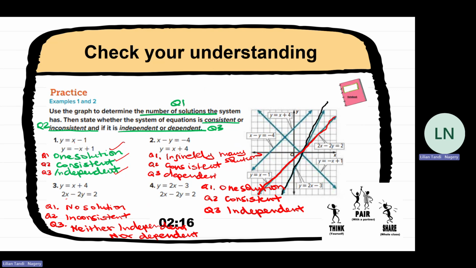Then we did the same thing, y equals x minus something is this one here, and y equals x plus 4 is the same line there. So it is one line, which means it's coinciding lines. If you're coinciding lines, you have infinitely many solutions, you're consistent, you are dependent. So that's how we answered these questions over here, okay?